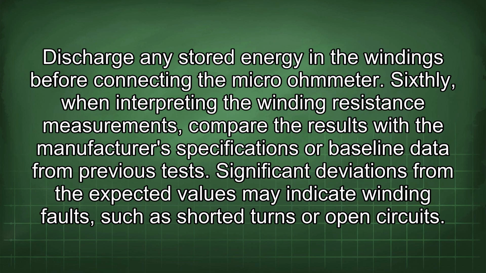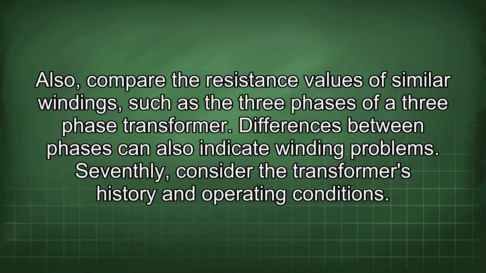Sixthly, when interpreting the winding resistance measurements, compare the results with the manufacturer's specifications or baseline data from previous tests. Significant deviations from the expected values may indicate winding faults, such as shorted turns or open circuits. Also, compare the resistance values of similar windings, such as the three phases of a three-phase transformer. Differences between phases can also indicate winding problems.